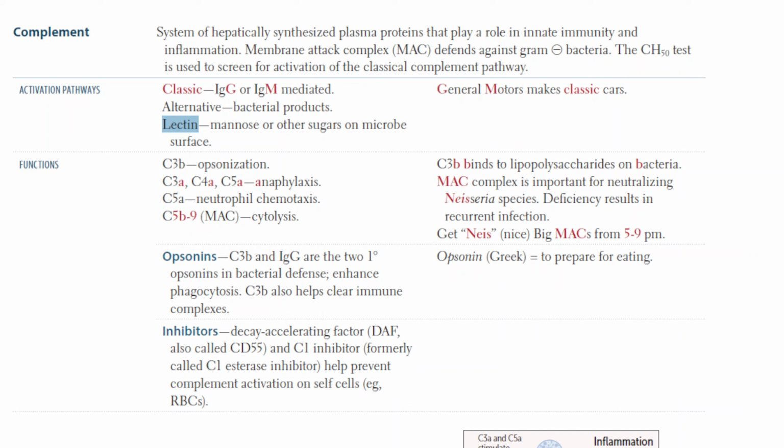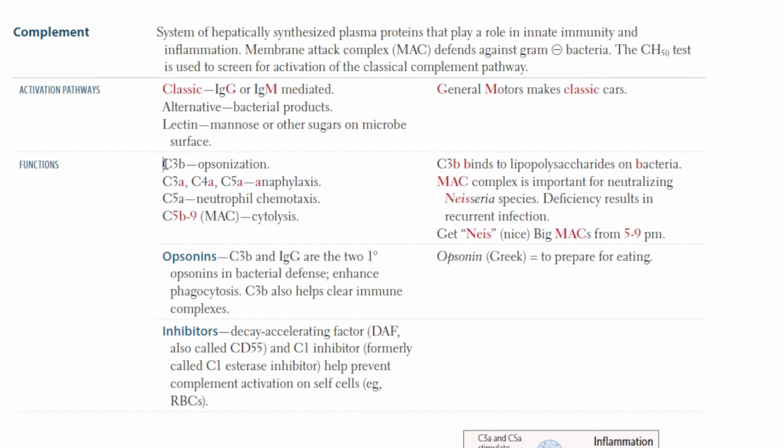That's how complement gets activated. So remember, lectin, alternative, and classic: those are the three ways. The lectin binds mannose and other sugars on a microbe's surface. So it recognizes the sugar and the mannose on the microbe surface. This is the lectin way. So remember, the classic way: General Motors make classic cars. Now let's see the functions.